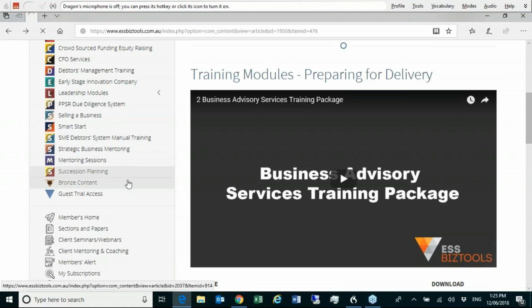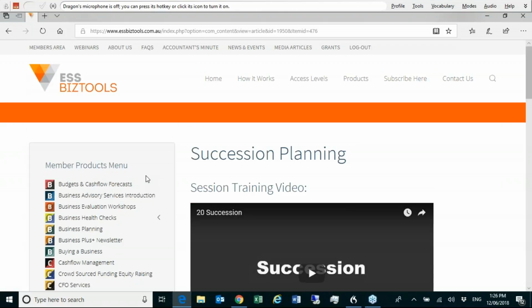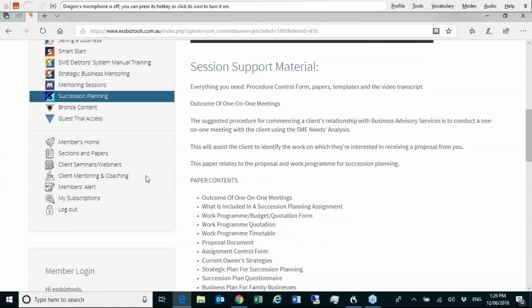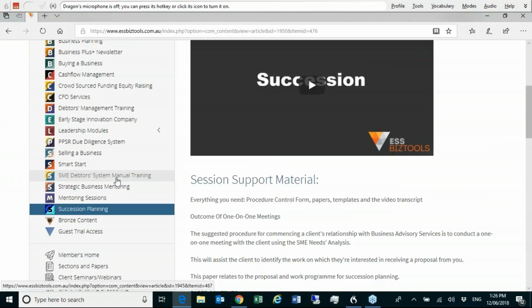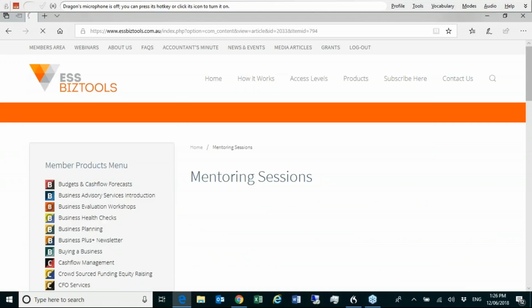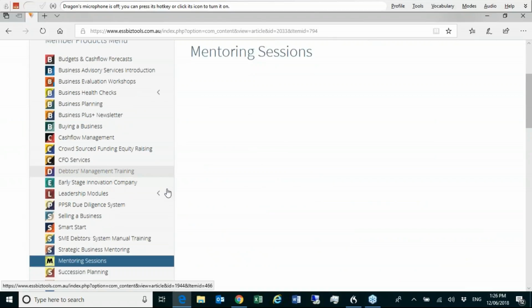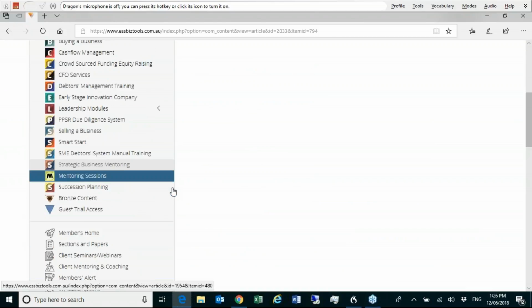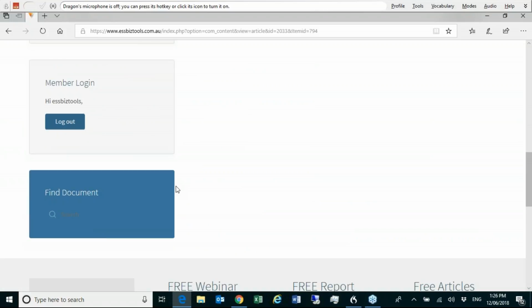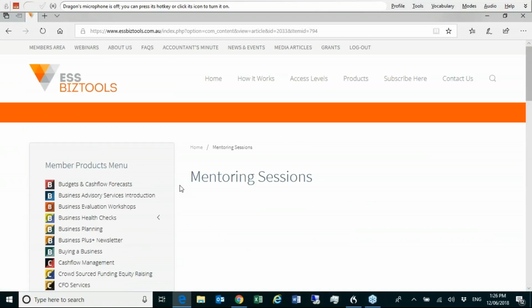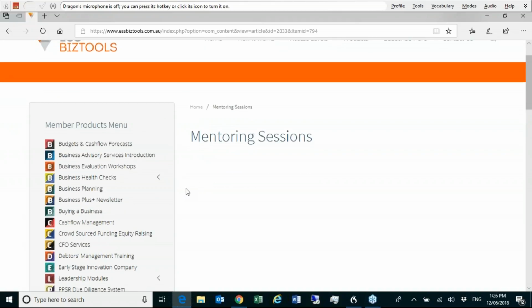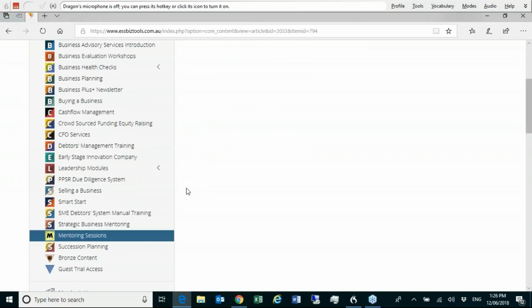We have product on succession planning that you might want to use. And we also have separate mentoring sessions that you can subscribe for if you wish. And I think the information is actually contained further down, but you can buy mentoring sessions in 1 hour blocks for up to 12 hours if you wish, or a longer period if you want to talk to us about it.